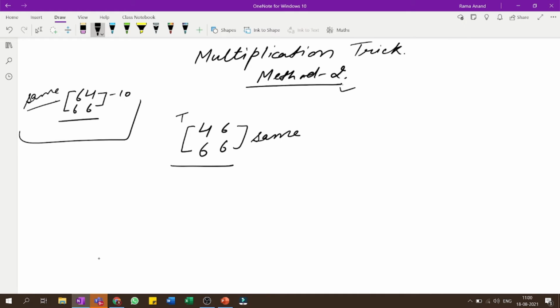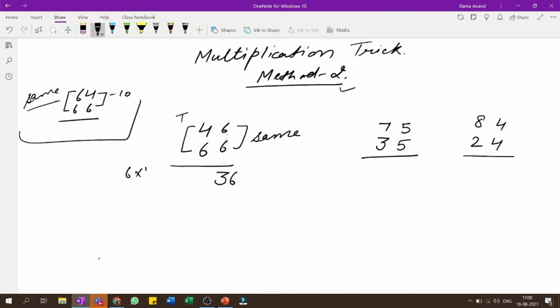Let me take another example also. Here the unit place digits are the same, and at the tens place you will find the sum of the digits is 10. So how to do that now? Simply you have to multiply these two digits. 6 into 6, 36.